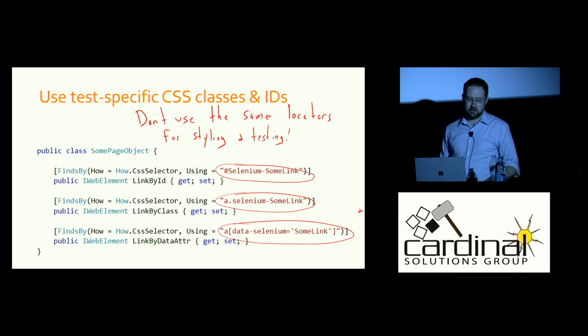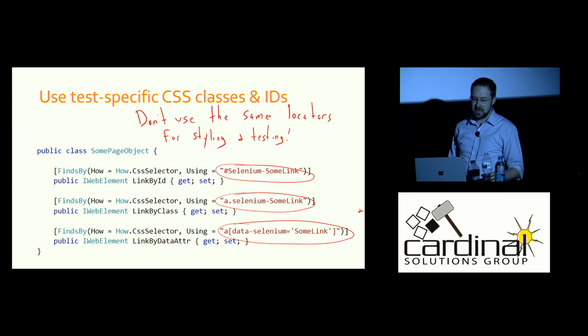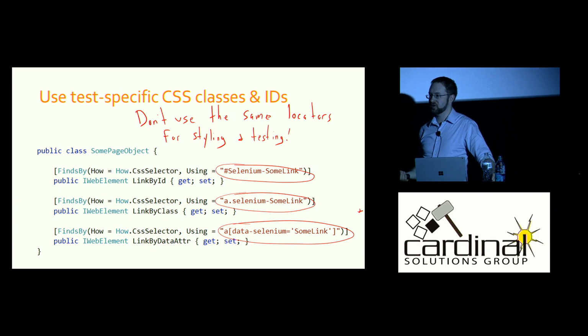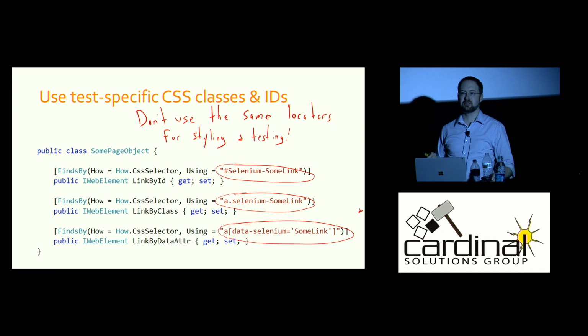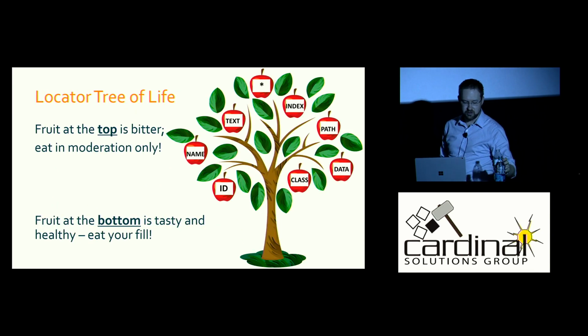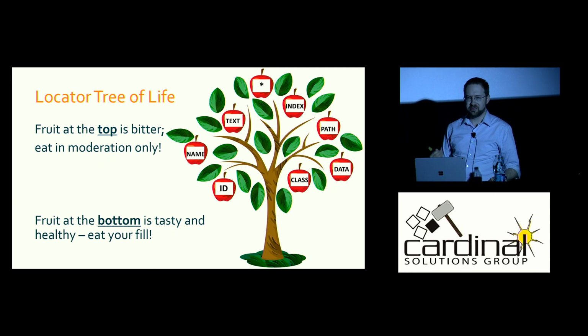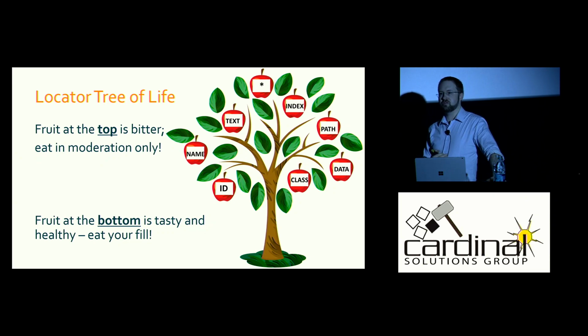And every once in a while, you might run into a scenario that makes it hard to use test markers like this, where you can't make this change. So in that case, if you can't bind a page object right to a test-specific ID, then you want to use a locator that's the most resilient to change. And to do that, you can use this concept called the locator tree of life. This is basically a way of thinking about locators that encourages you to write more resilient and maintainable code.